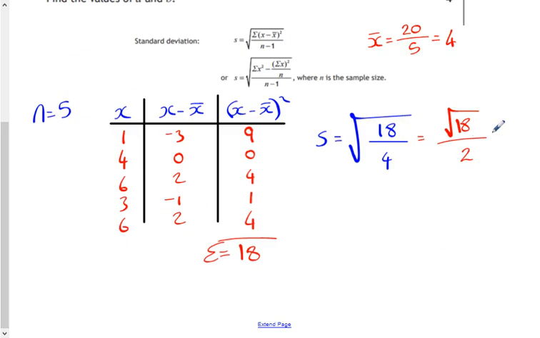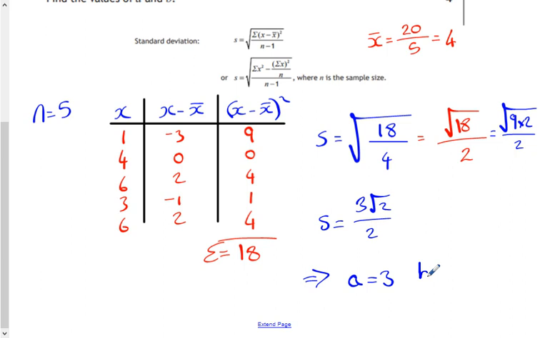Now, root 18 can be written as the square root of 9 times 2, all over 2, which gives us then that the standard deviation is equal to 3 root 2 over 2. Therefore, a equals 3, b equals 2.